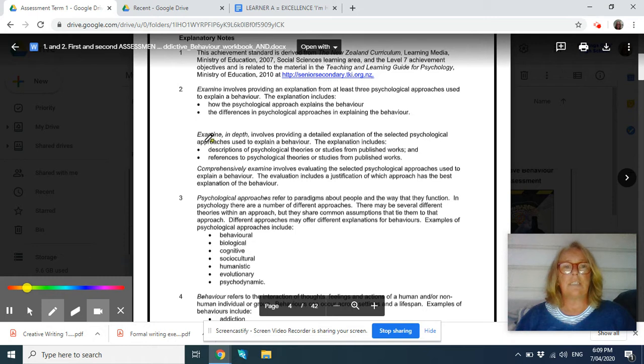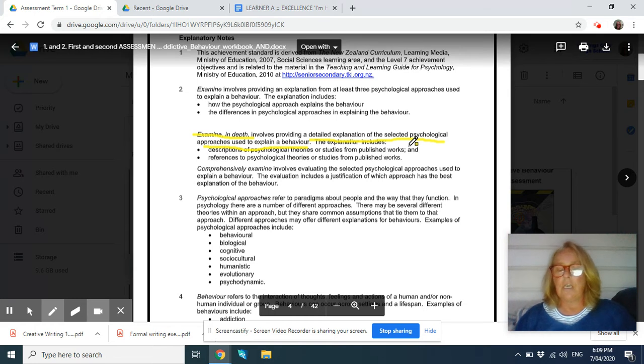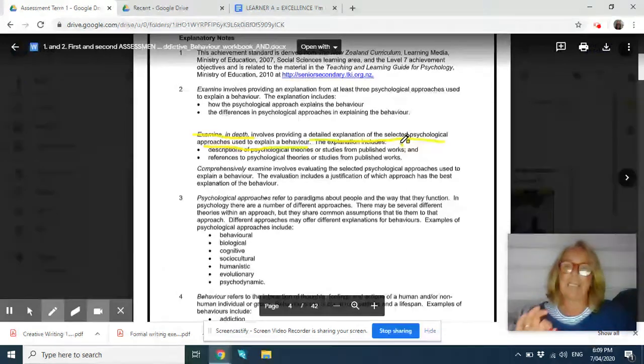To examine in depth involves providing a detailed explanation of the psychological approaches used to explain a behavior. So when I said to you a biologist would explain alcoholism through the fact that there is a gene passed down, that is not detailed. That's just a little glimpse of a reason. Descriptions of psychological theories or studies from published work.